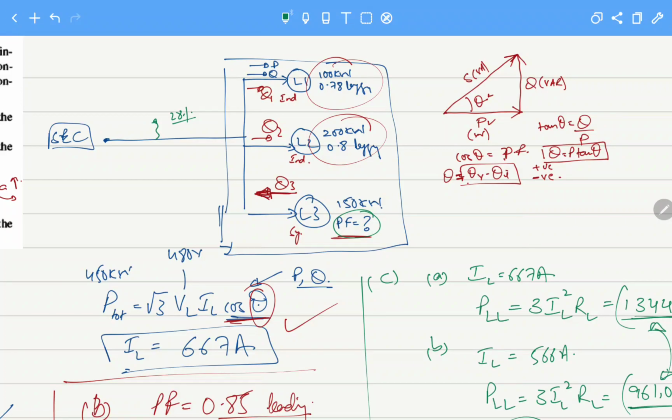And in this way, the billing for the factory will be less and the line losses for SEC will be less, and this will act as a power factor improvement device in the grid.